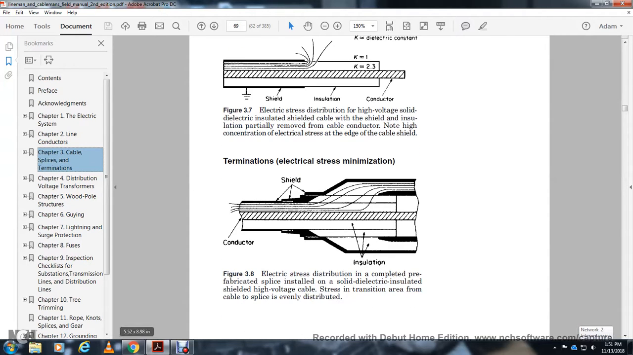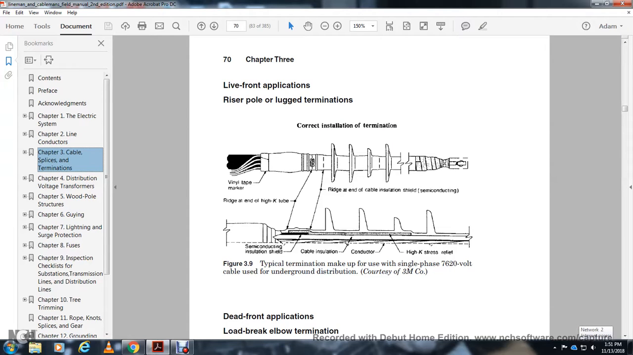Shown are the conductor shield and the insulation. A live-front application on a riser pole with a lug terminal, with the correct insulation and terminal vinyl tape marking the ridge edge of the cable shield with the semiconducting shield, the ridge end of the tube, and the semiconducting shield with the cable insulation and conductor.